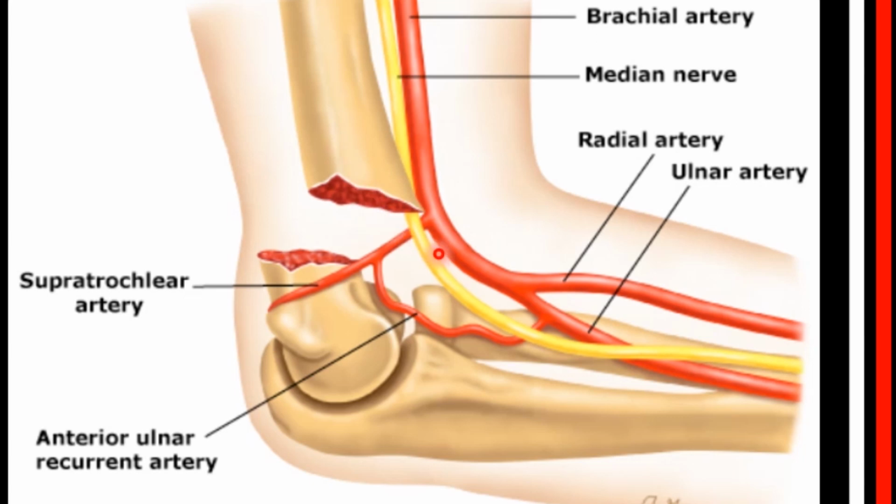And because the brachial artery can also be damaged here, we are going to have loss of pulses in the radial and ulnar arteries. Why? Because the artery that divided into both has already been damaged at this proximal part. That is what happens when we have supracondylar fracture displaced towards the medial aspect.